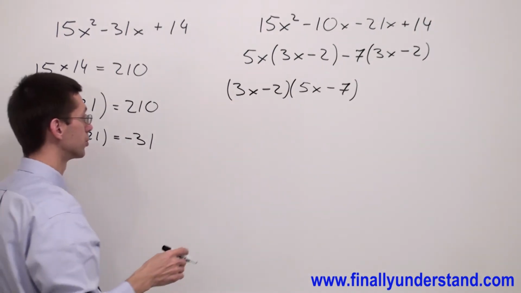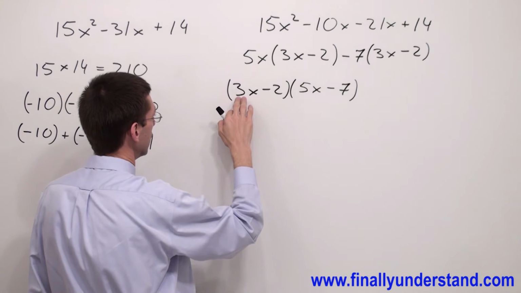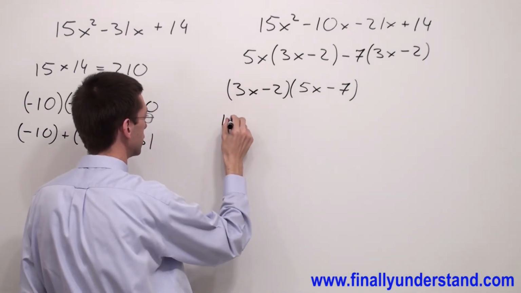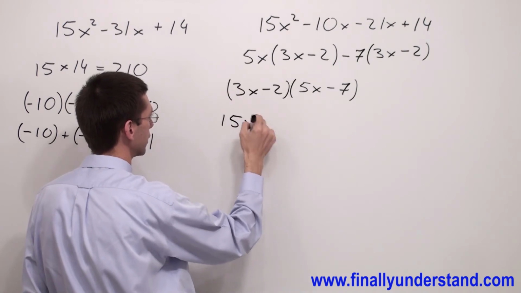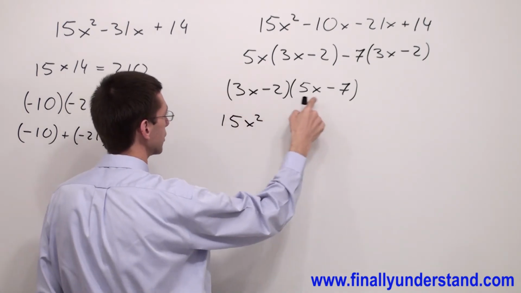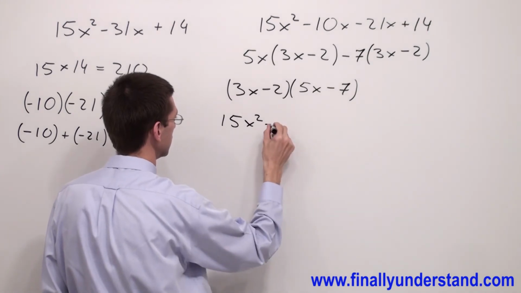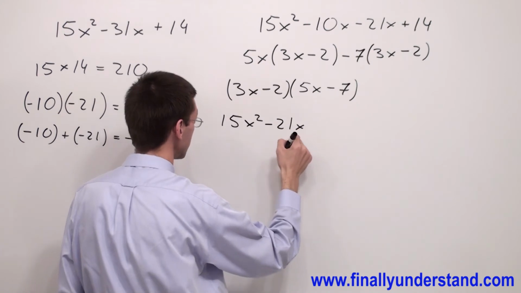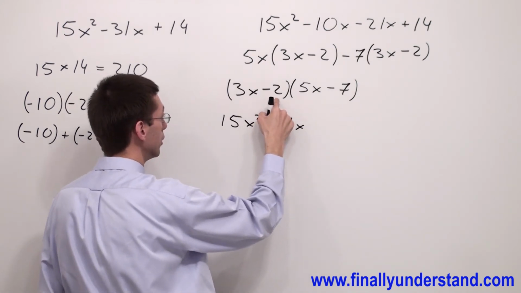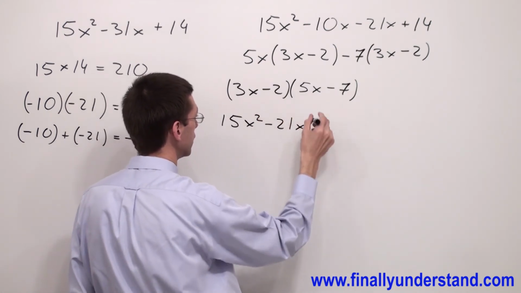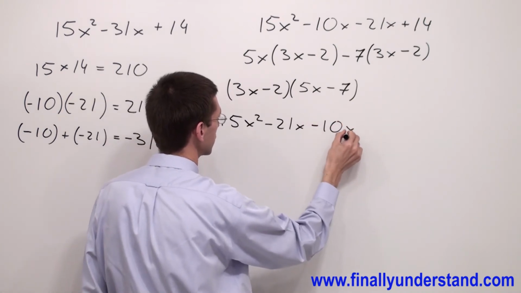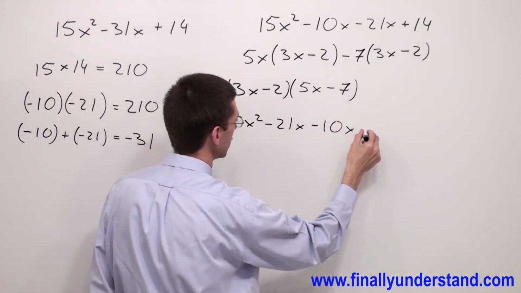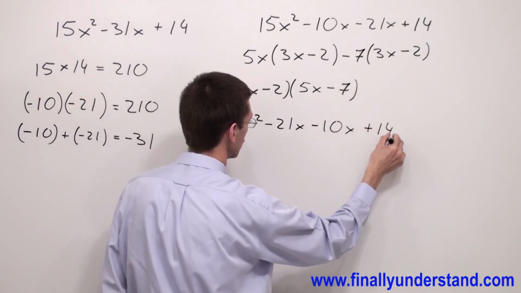Let's take a look if this is the right answer. 3x times 5x is 15x squared. 3x times minus 7 is negative 21x. Minus 2 times 5x is minus 10x. Minus 2 times minus 7 is positive 14.